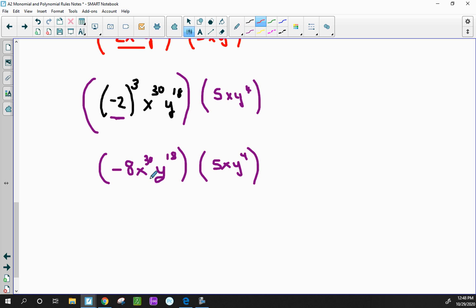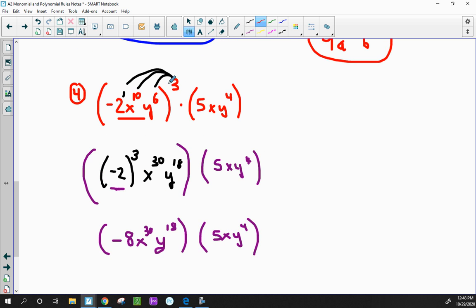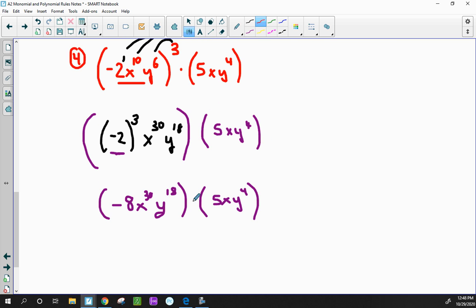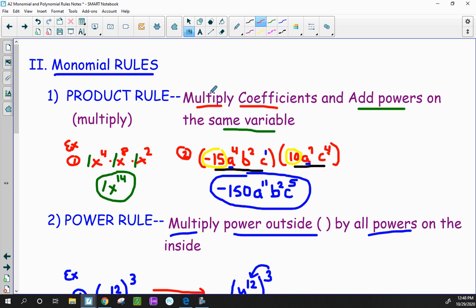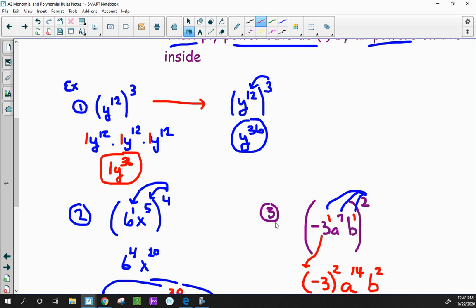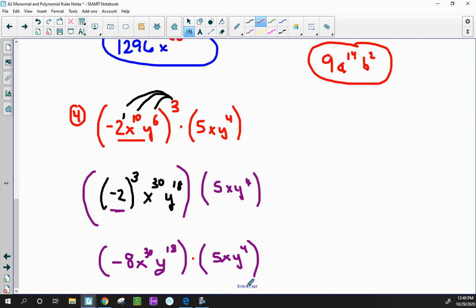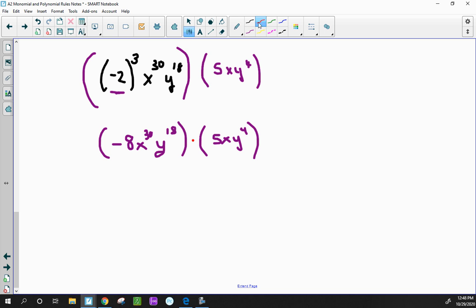Alright, now you're going to notice there's no power on the outside here. We have simplified that piece, and now what's left to do looks like multiplication. I see parentheses. We're now going to go back and follow the product rule, which was our first rule for today. Product rule says multiply coefficients. Add powers on same variable. Multiply coefficients. A coefficient is the number being multiplied by the letters, so it's a negative 8 times 5. It's going to give me a negative 40.